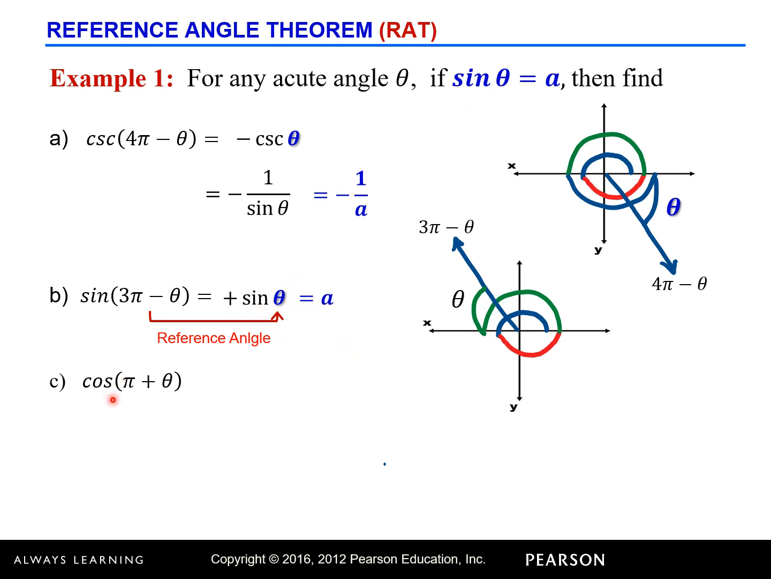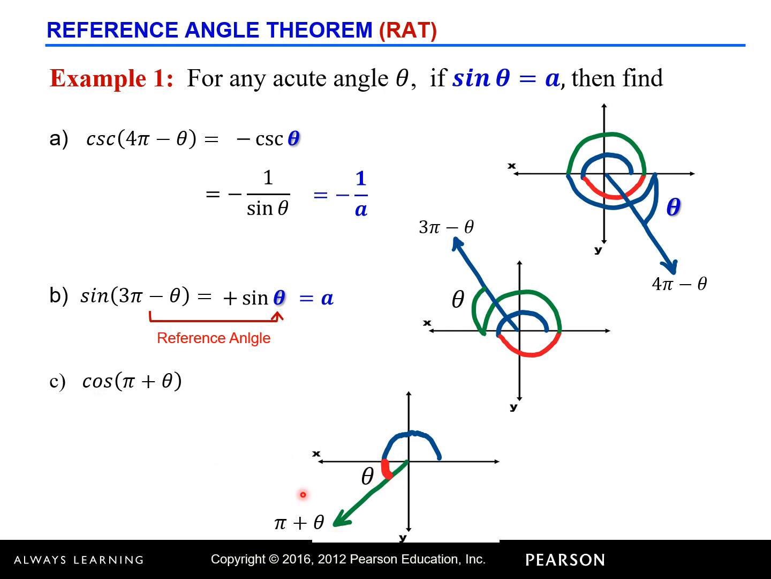Then for the next question, cosine of pi plus theta. Let us locate pi plus theta. Pi plus theta is after pi, so this is pi. Then theta is acute, so pi plus theta is in the third quadrant. This is pi plus theta, and this portion here is the theta.